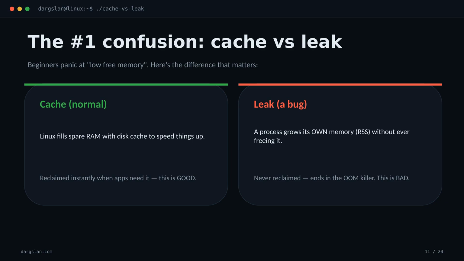A real leak is different. A process's RSS climbs and climbs, never released until the OOM killer steps in and picks a victim. One is healthy, the other is a bug.